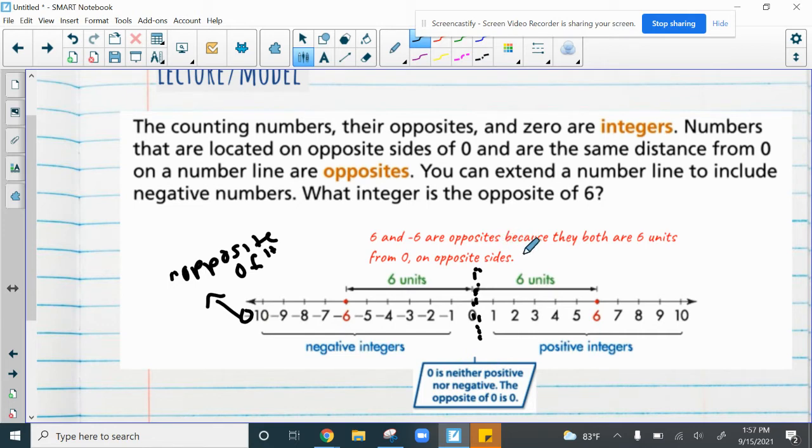All right. Integers must be whole values, so they are not decimals or fractions. For instance, 1/2 is not an integer because it is a fraction. They must be whole values. All right, let's keep going.